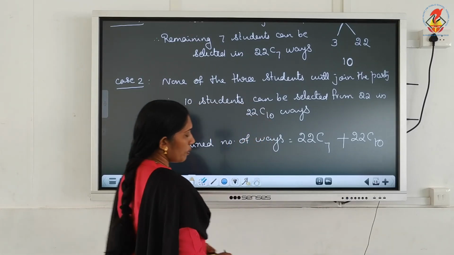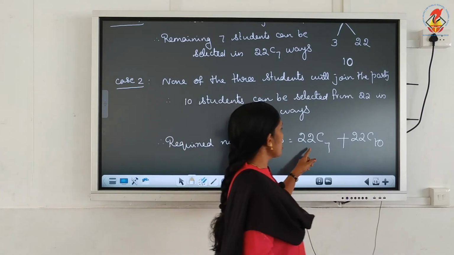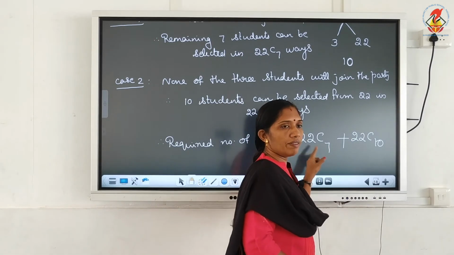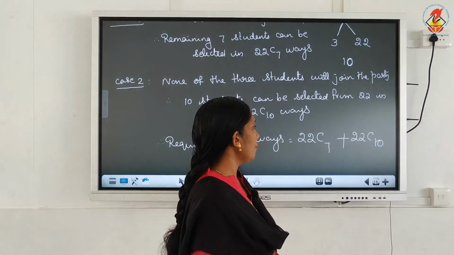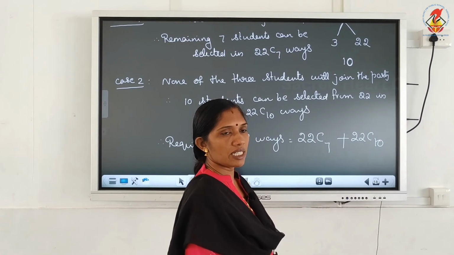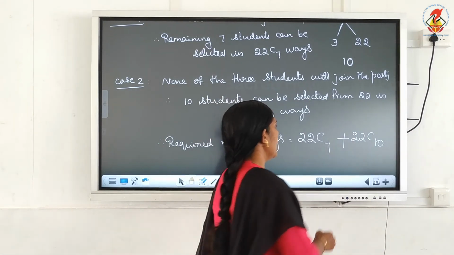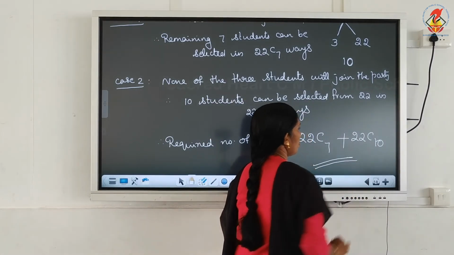And you can stop here since the calculation is difficult. 22C7 is 22 factorial by 7 factorial, then 15 factorial. So after cancellation it is difficult to multiply. So in such cases you can stop.